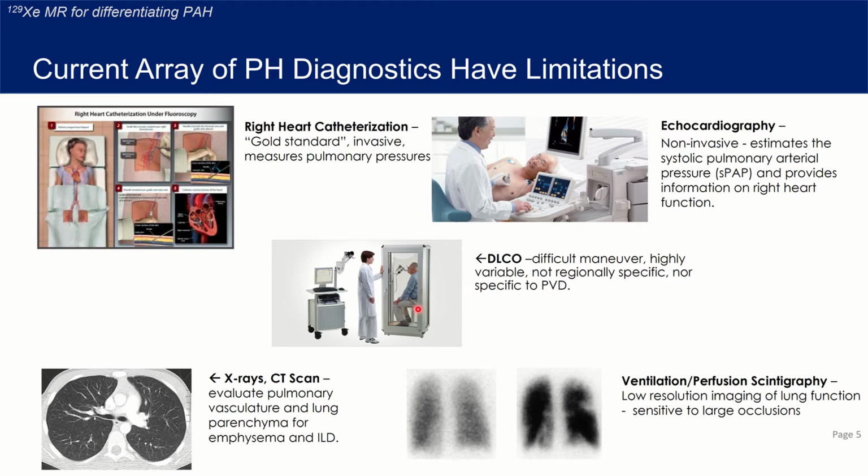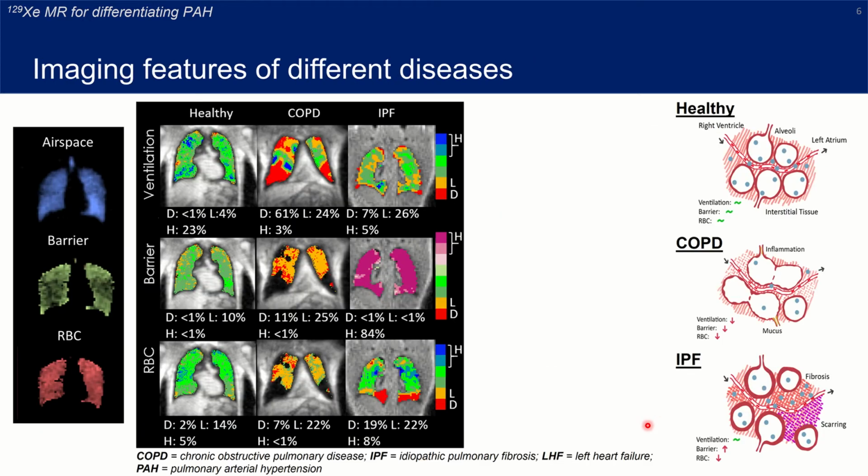With pulmonary function tests here in the middle, we can see the diffusing capacity for carbon monoxide correlates with the pulmonary arterial hypertension, but it's a difficult maneuver, highly variable, and it doesn't give us regional specificity. And then other imaging technologies, such as CT scans or X-rays, allow us to see the lung parenchyma, but don't provide any information on physiology, while ventilation perfusion scintigraphy can allow us to assess for blood clots, but really isn't quantitative and does not tell us about microvascular disease.